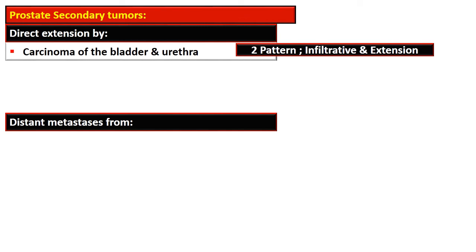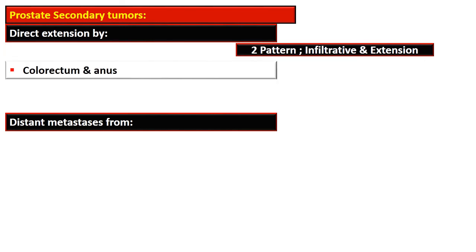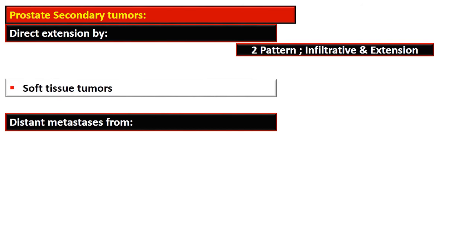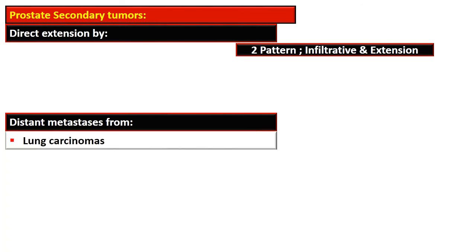The secondary tumors of the prostate can come to this area by direct extension or through distant metastasis. They come from carcinoma of the bladder and urethra and have two patterns. One is the infiltrative one. They can simply infiltrate the tissue, or they come to the prostate through extension of the primary tumor in the bladder and the urethra. They also come to the prostate from the colorectum and anus and from soft tissue tumors. The distant metastases may come from lung carcinoma, melanoma, and renal cell carcinoma.